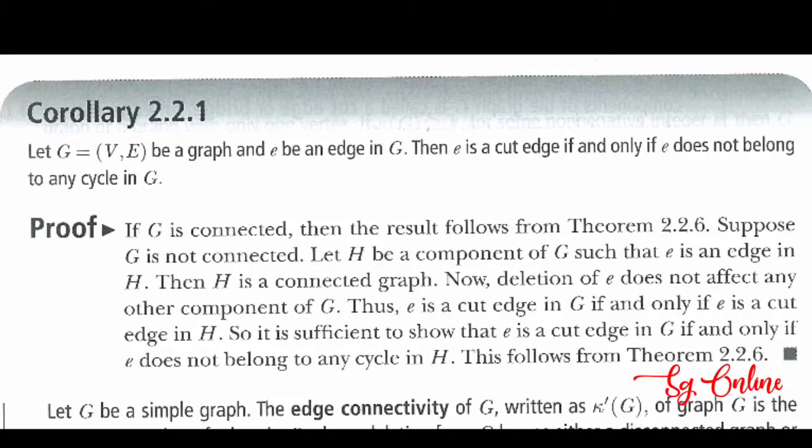But that component is a subgraph of the original graph. So if there is a cycle of that component containing E, then there is a cycle in G also containing E in the original graph. So the result is true in general for any graph, that E is a cut edge if and only if it does not belong to any cycle in G.